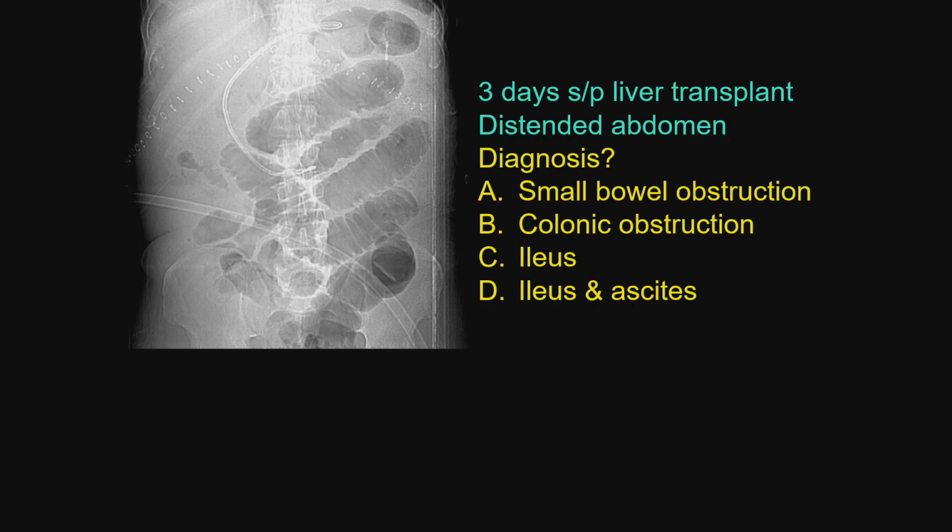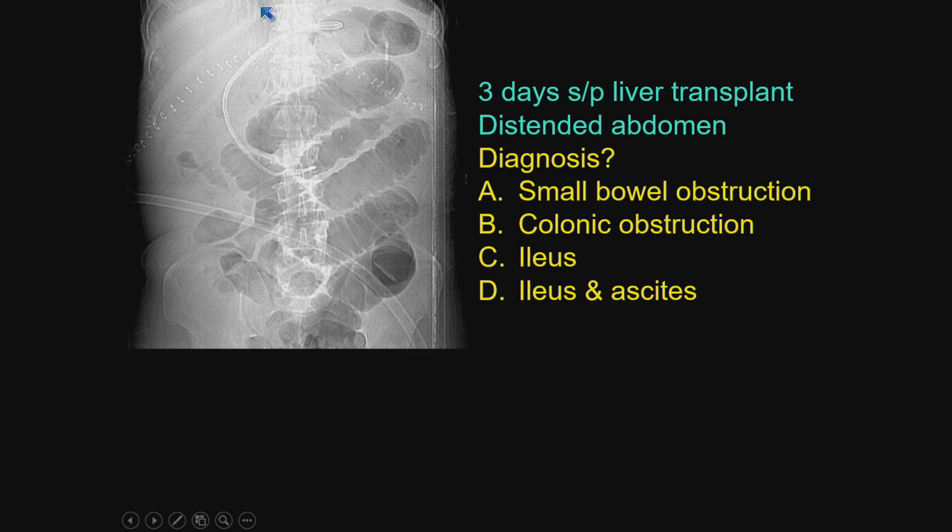Every resident, when confronted with this the first time on the rotation, misses it. They look at this, they see the feeding tube, and they say, I see small bowel dilation, I don't recognize any colonic dilation, paragraph impression, small bowel obstruction. And I say, well, no.